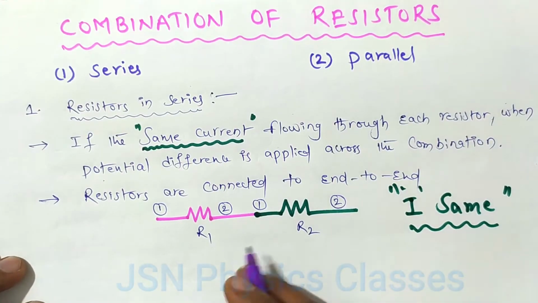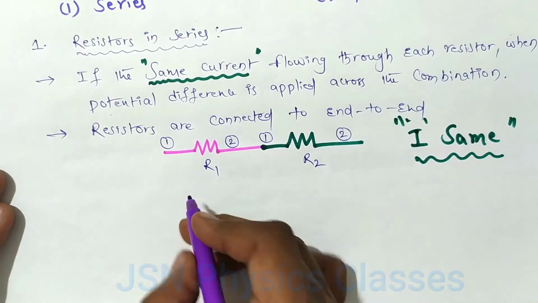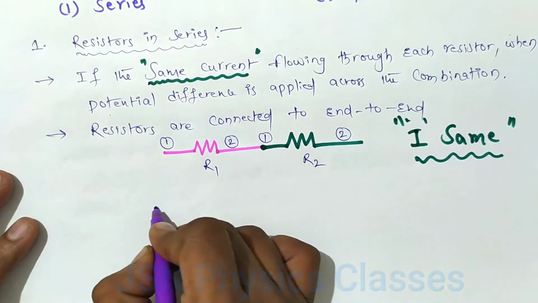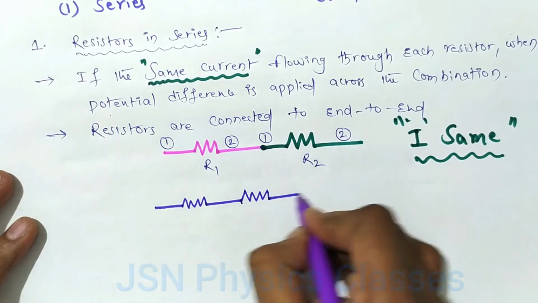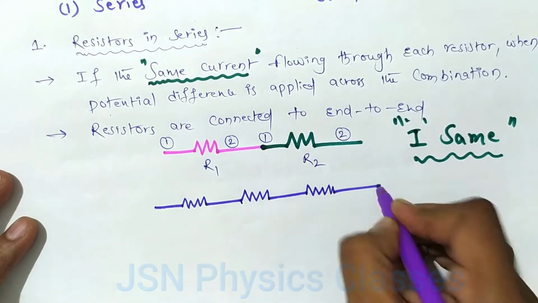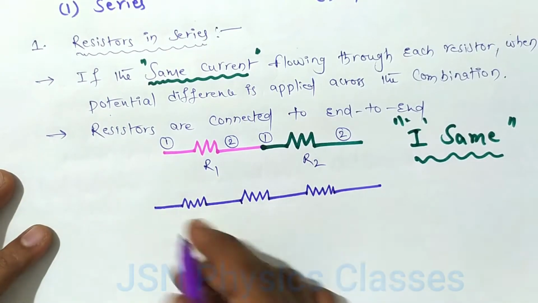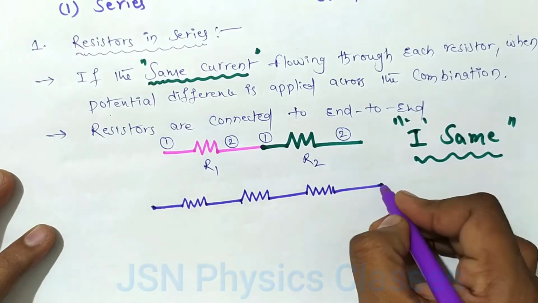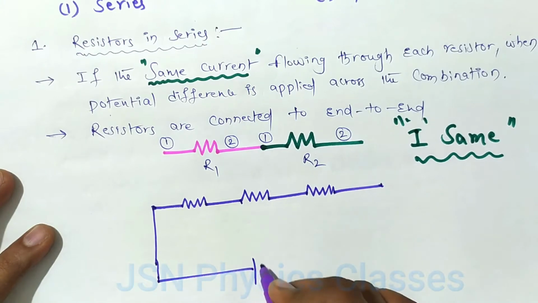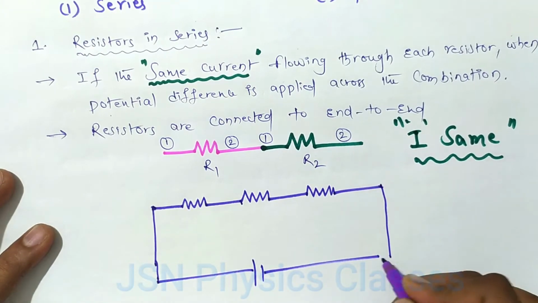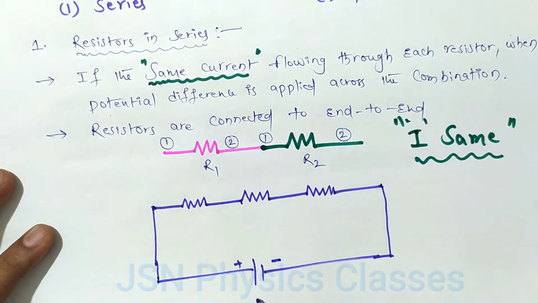We'll take one example. In this example, let three resistors be connected. Let us consider this is the first resistor, the second resistor, and the third resistor. These three resistors are connected to a potential difference. I am applying some potential, that is voltage, with a positive terminal and a negative terminal.